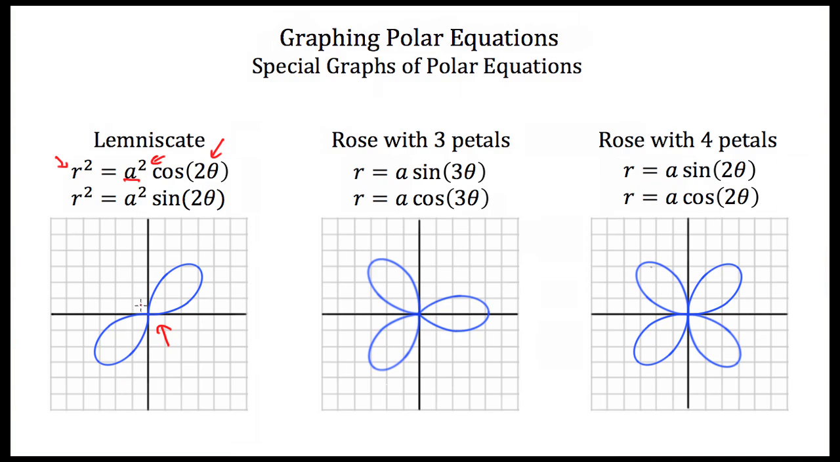If you add another petal to this figure 8 shape, you end up with a rose with 3 petals. And now you can drop the square on the r, the square on the a, but now you have a 3 inside the sine or the cosine. If you want to add another petal or have a rose with 4 petals, now you're back to the 2 inside the sine or the cosine, but it's just r equals a, where a is some number, times the sine of 2 theta.